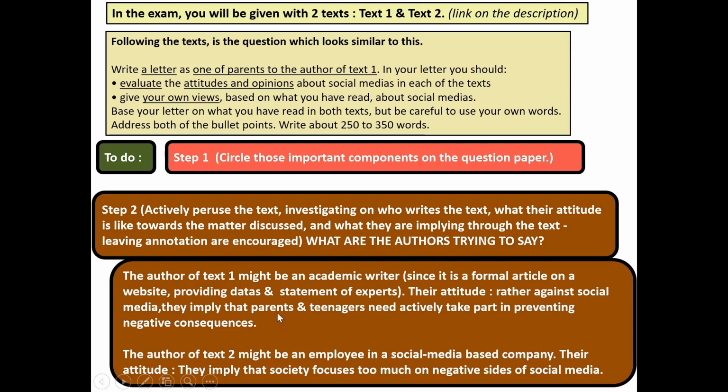Okay, so if you notice previously, the article discusses many things about negativity, supported by some research, data, and statements of experts. And then at the end, the author provides us with some tips for parents and teenagers. So we can assume that the author wants the parents and teenagers to actively take part in preventing these negative consequences. And then we can also assume their attitude is rather against social media.